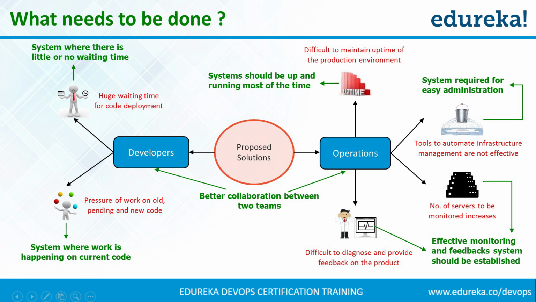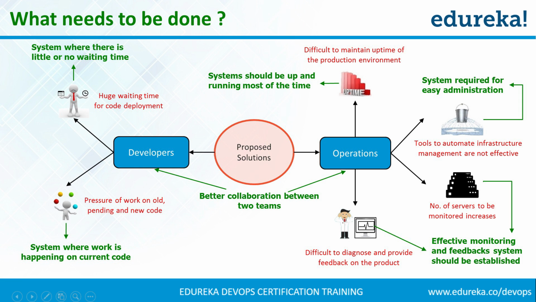Now that we have talked about the waterfall model, the problems that they have, and we would be looking at what we are trying to solve here. Now, on the cultural part, the green things that you see would be telling you the pointers, plus the red ones are the problems that we need to solve. So, huge waiting time for code deployments. There's a lot of pressure to work on the old code, the pending ones, and the new features at the same time, helping developers switch between the things and at the same time test it. You need to solve it.